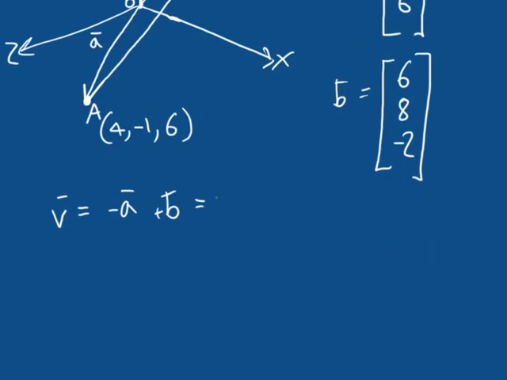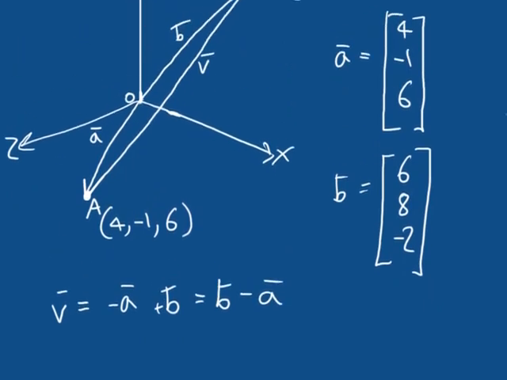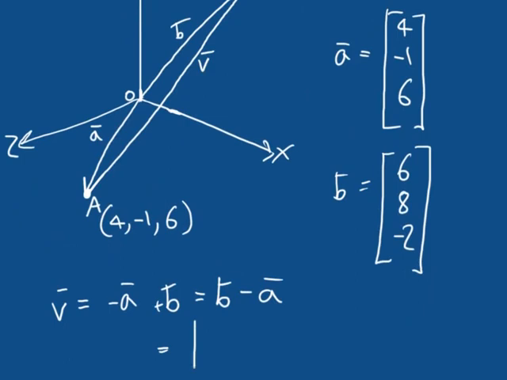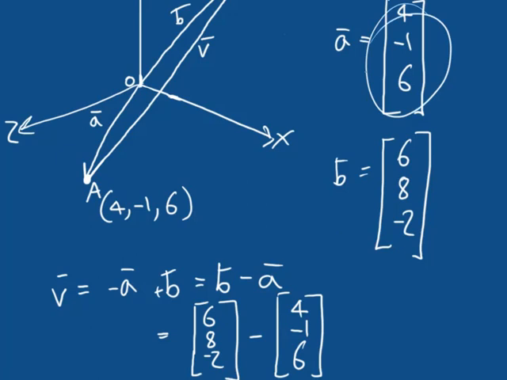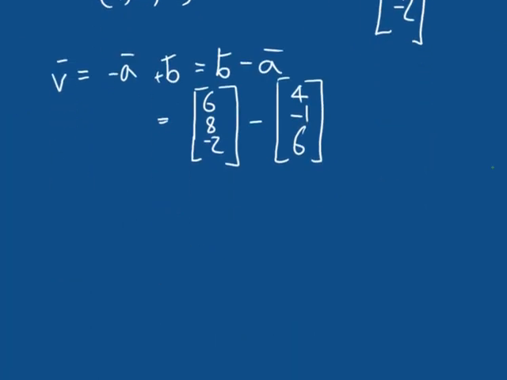This is the same if we rearrange this as B minus A, which is equal to, I may need to scroll back and forth. I don't know, we might be able to fit it in if I write it quite small. It's equal to 6, 8, and minus 2, which is our vector B, minus 4, minus 1, and 6, which is our vector A. Fantastic. So if we work this out, very simple 3D vector subtraction.